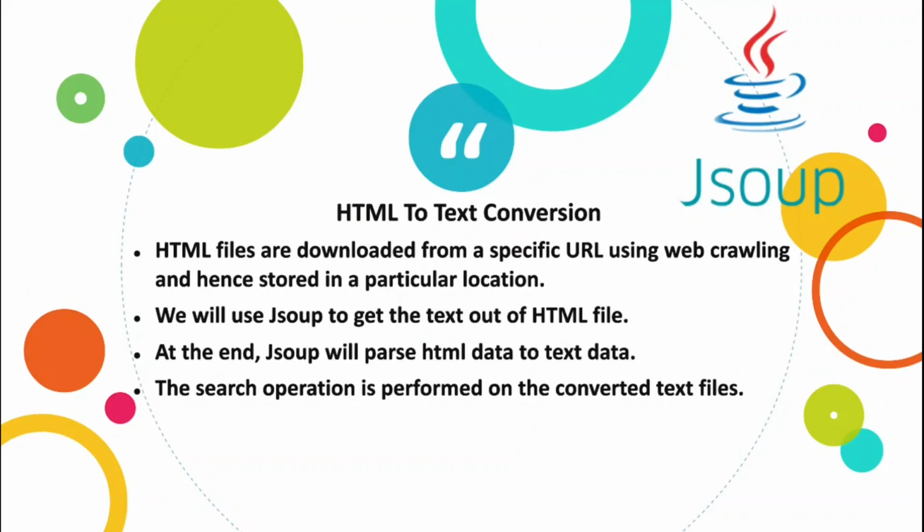Next one is HTML to text conversion. The crawler downloads the HTML files from the web, for which we have given it the website link, and the HTML files that are downloaded will be converted by these functionalities, and these converted text files will be used as a data set for searching a particular string.